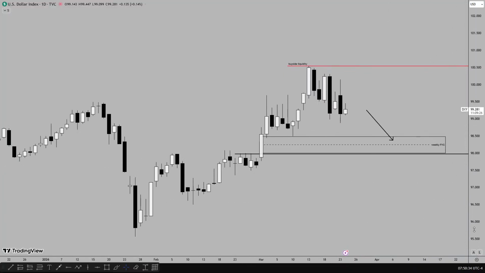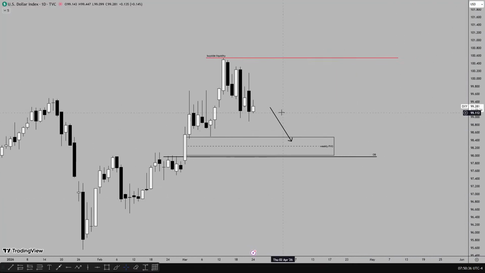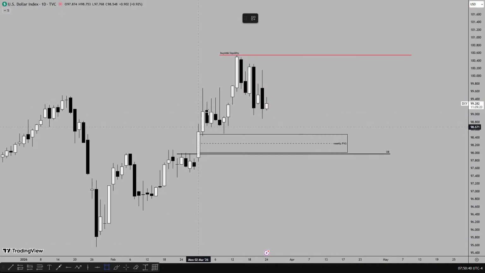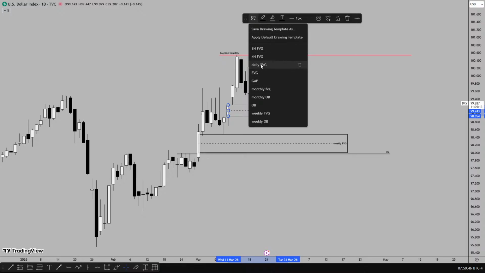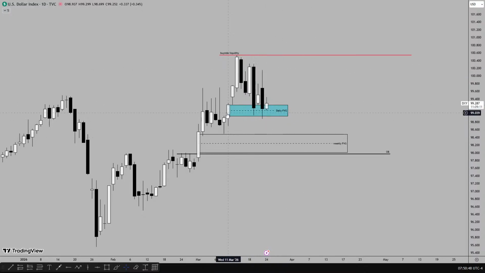Looking at it from the daily time frame, currently price just filled in the daily fair value gap. So it's a daily fair value gap. Price just filled in this daily fair value gap. And if there's going to be a continuation trading lower, I'm still looking at this other block. So I can tell you guys that I have a clear daily bias of anticipating lower prices.